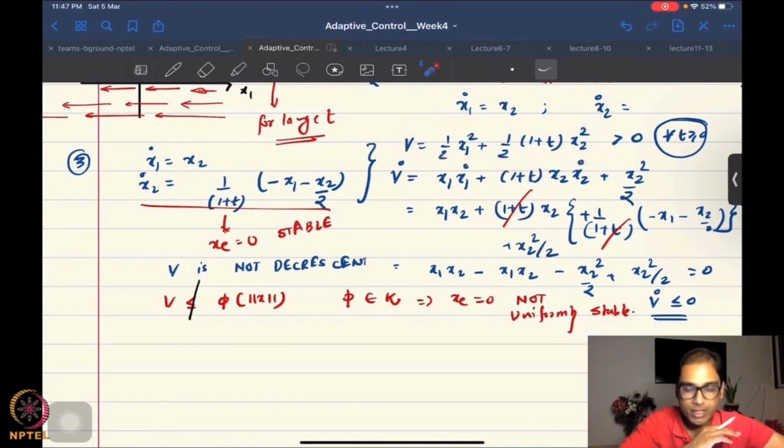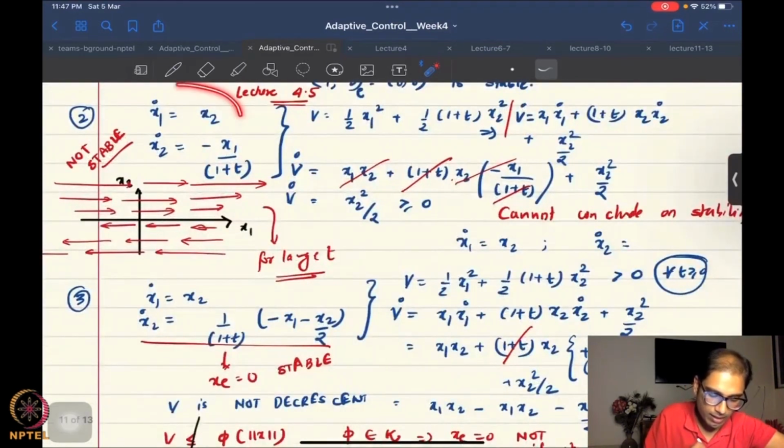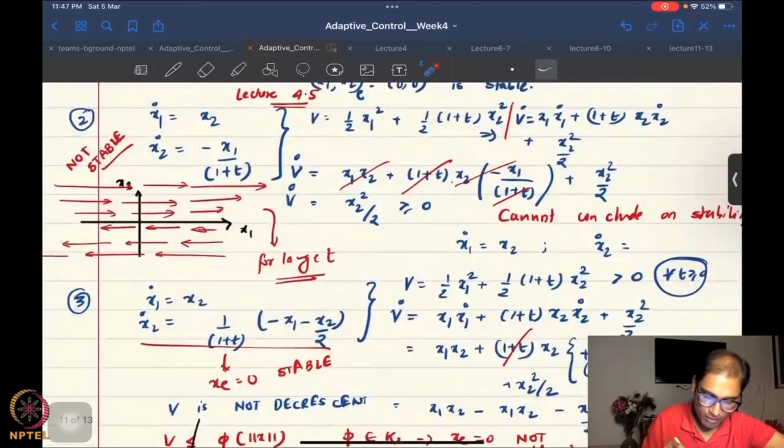So let's be careful here. We cannot prove uniform stability with this particular Lyapunov function. It may be possible to prove it with something else, but in general, it's not too difficult to see that the stability will not be uniform. Because if you notice, this system was unstable. So the stability is obtained due to this additional term. This is like a damping term.